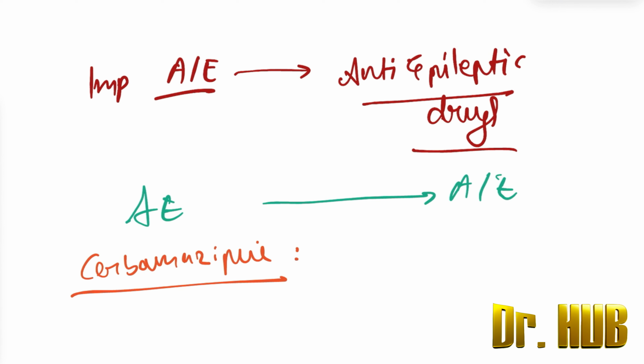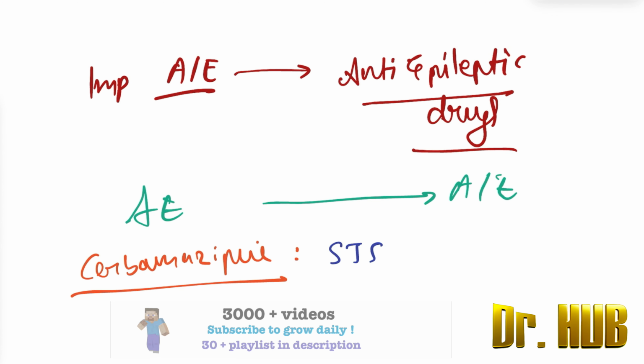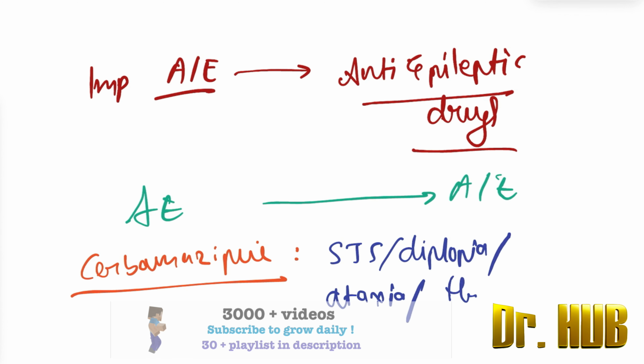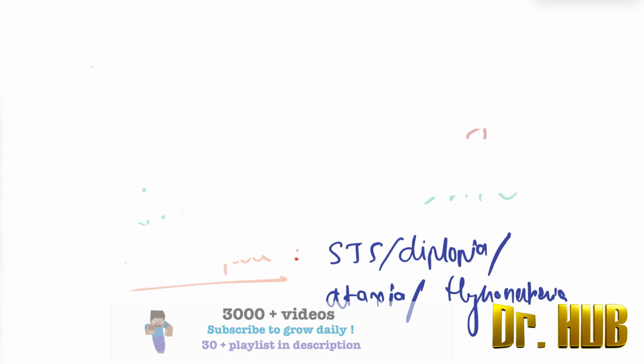So carbamazepine, the adverse effect here is that it can cause the Stevens-Johnson syndrome. Then it can also lead to the diplopia. Next, it can also lead to the ataxia and the hyponatremia. So to repeat, SJS, that is Stevens-Johnson syndrome, diplopia, ataxia, as well as the hyponatremia. Now we'll move on to the next drug.